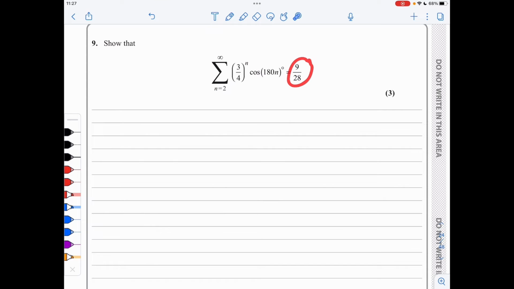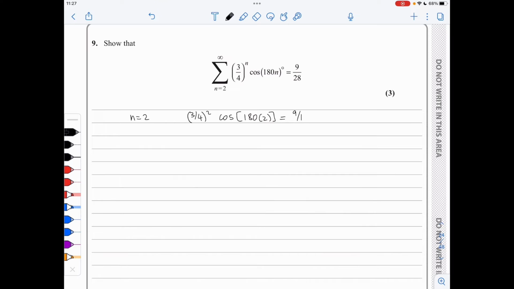In question 9, we need to show that this sum from n is 2 up to infinity gives me a result of 9 over 28. Well, the only way of evaluating a sum to infinity is for this to give rise to a geometric sequence. So I think it's a good idea to start by substituting the first few values for n to see exactly what's happening. So when n is 2, we get 3/4 squared times cos of 180 times 2, which is equal to 9 over 16.